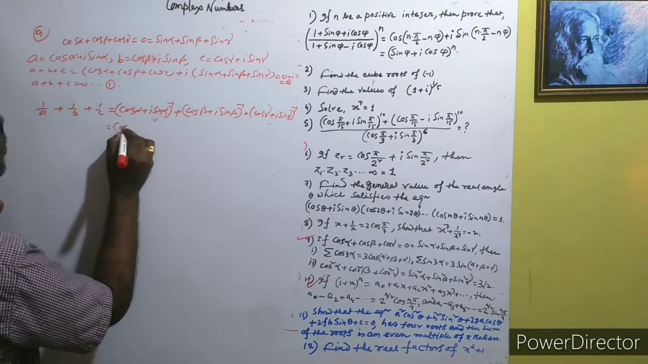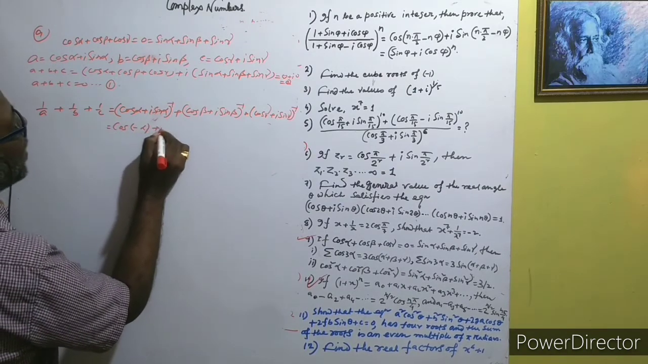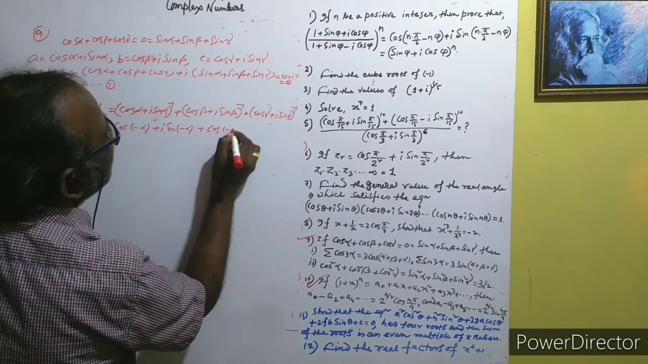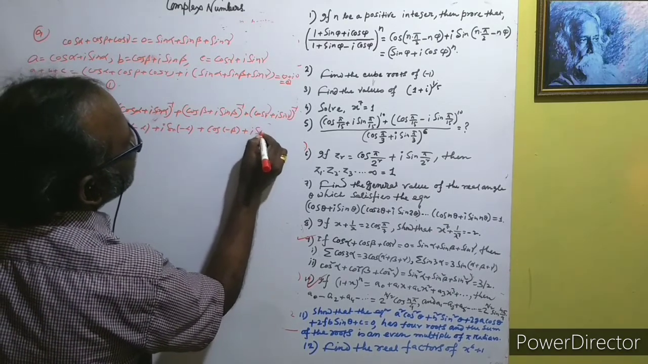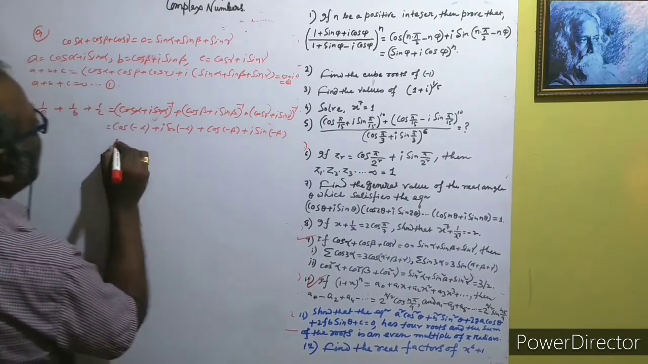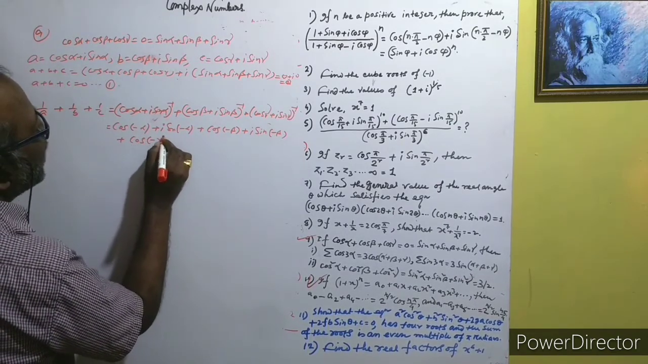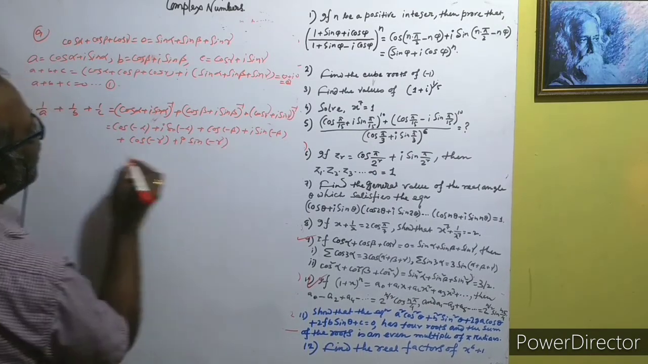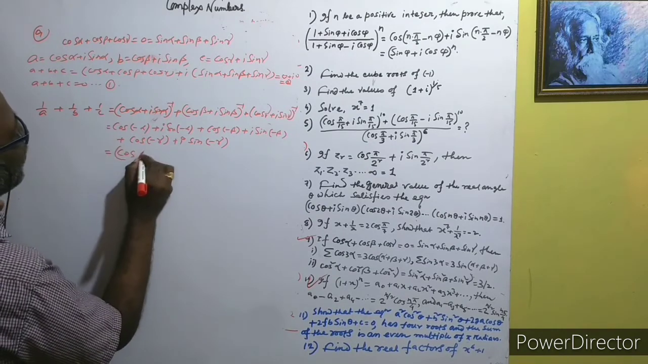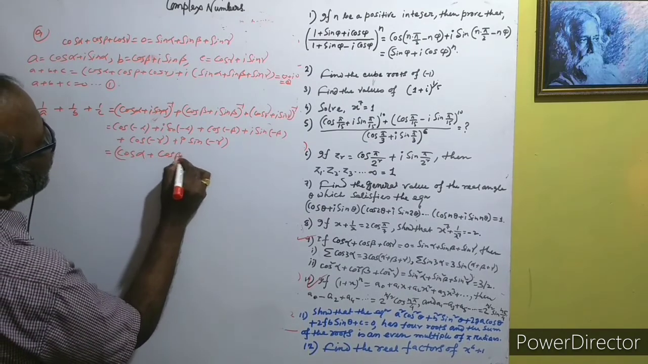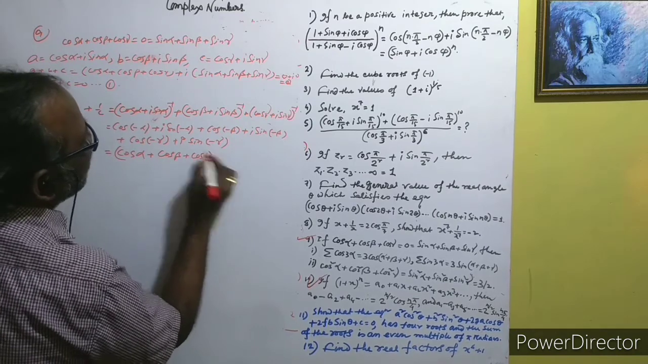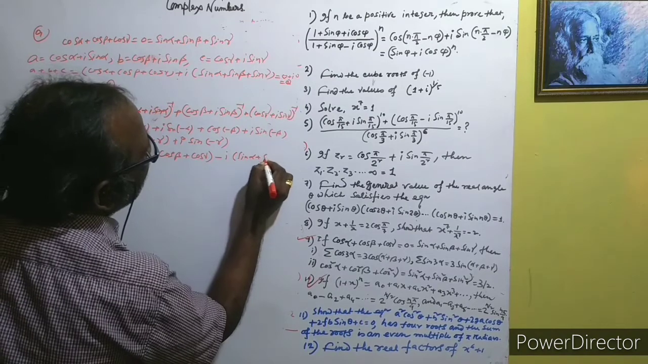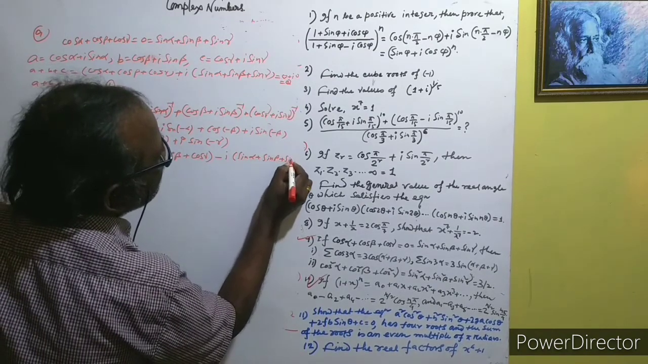So now write here cos of minus alpha plus i into sin of minus alpha, cos of minus beta plus i into sin of minus beta, cos of minus gamma plus i into sin of minus gamma. So that is equal to cos alpha, cos beta and cos gamma. And for the sin, take a common, like sin alpha, sin beta, and here is sin gamma.